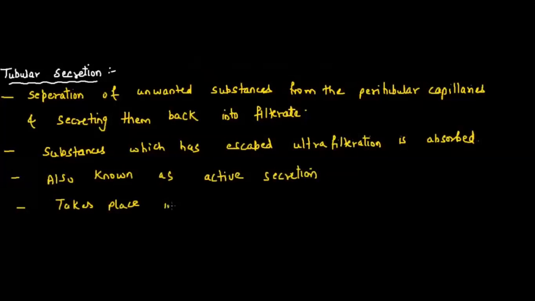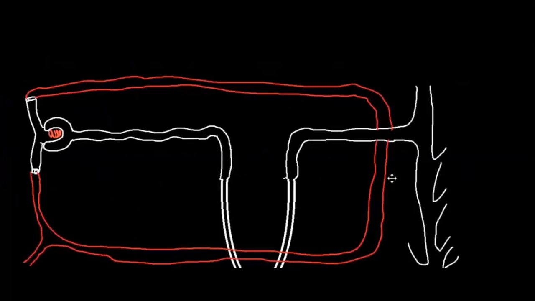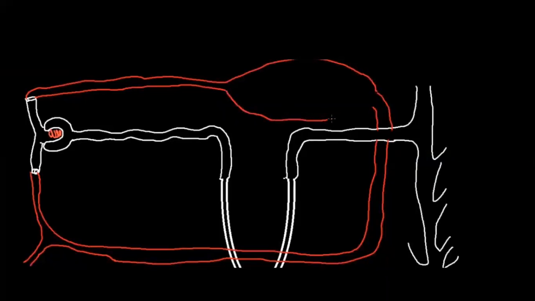Tubular secretion takes place in the DCT, that is the distal convoluted tubule. So if I take this as the nephron, all those unwanted substances which were absorbed during ultrafiltration, basically they got absorbed. So here from the peritubular capillaries they will be thrown back into the DCT.